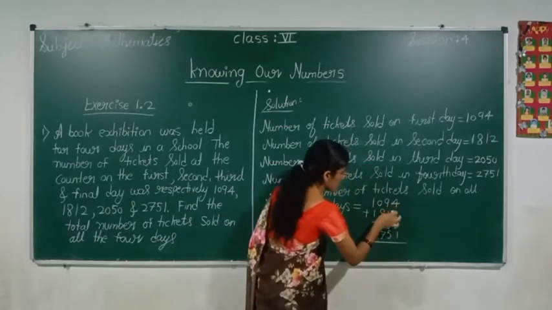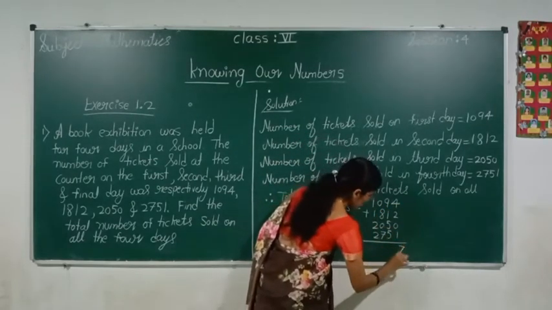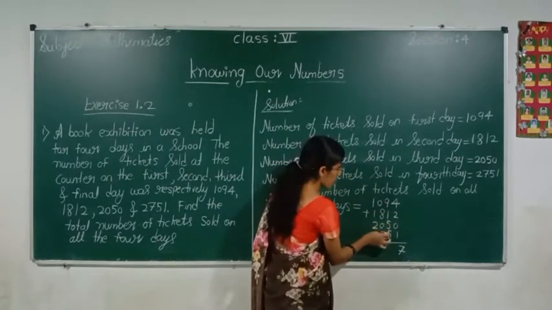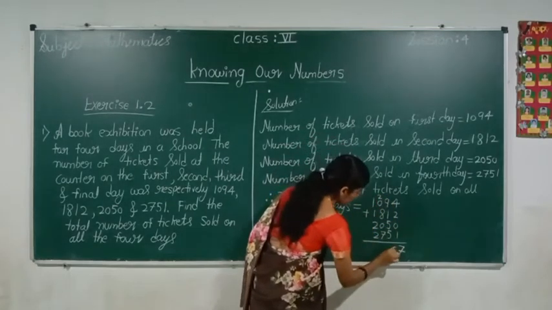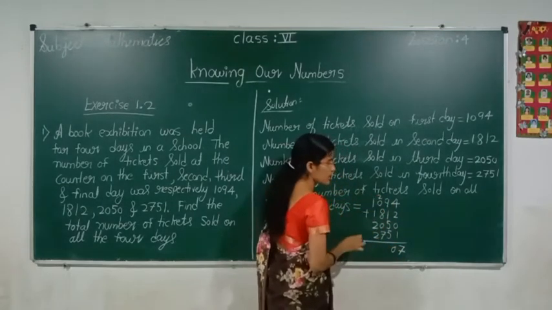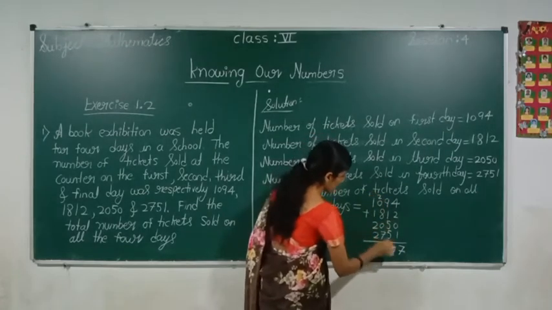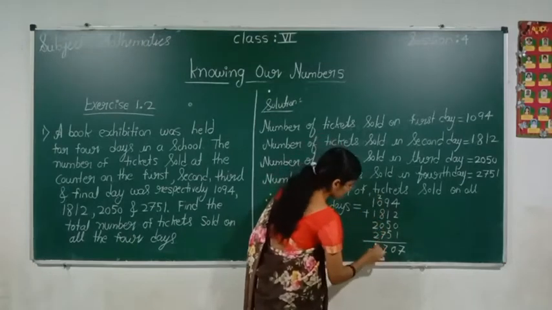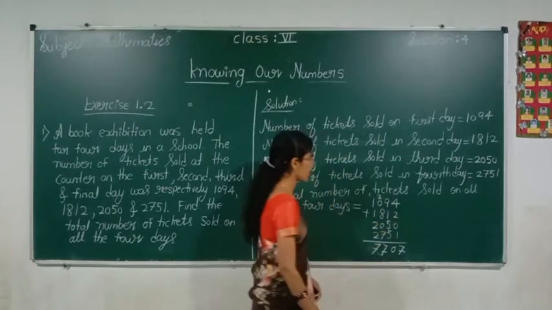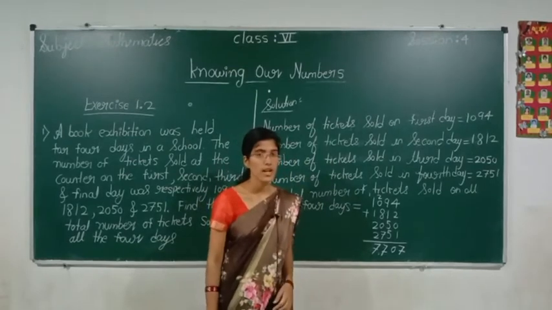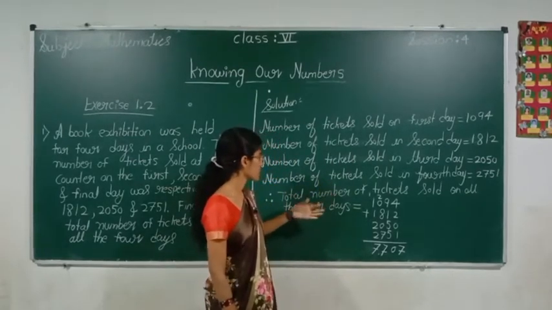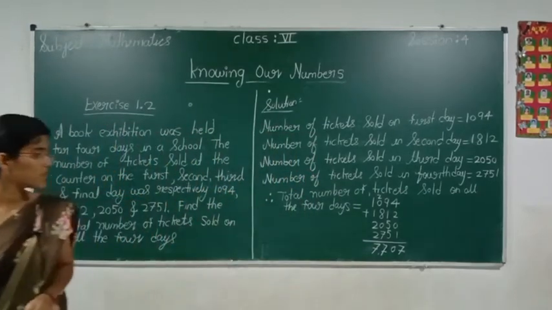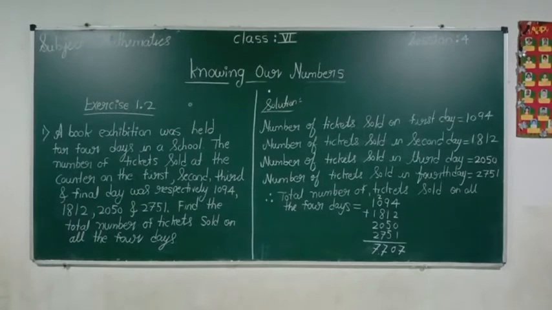4 plus 2 is 6, 6 plus 1 is 7, 9 plus 1 is 10, 10 plus 5 is 15, 15 plus 5 is 20, 8 plus 2 is 10, 10 plus 7 is 17, 1, say 2, 4, 5, 6, 7. Say how many tickets were sold? 7,707. The total number of tickets sold on all the 4 days is 7,707. Next we will see the second question.